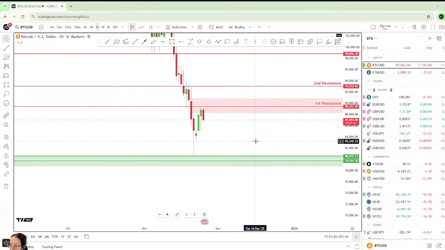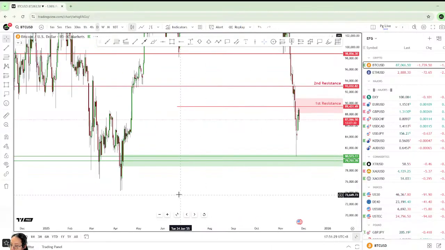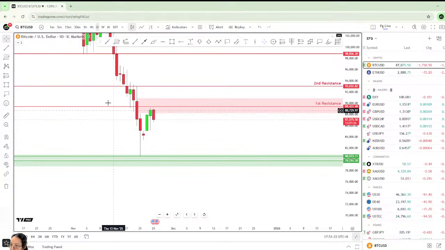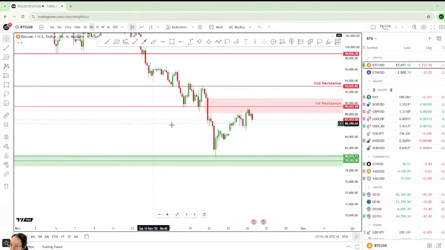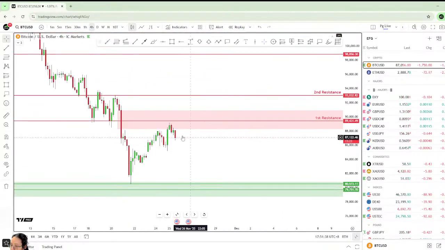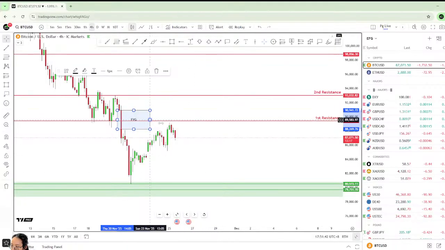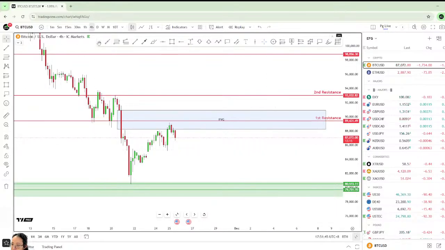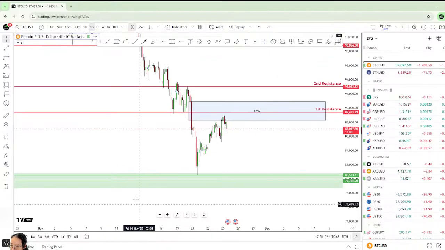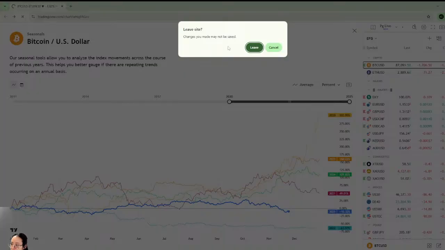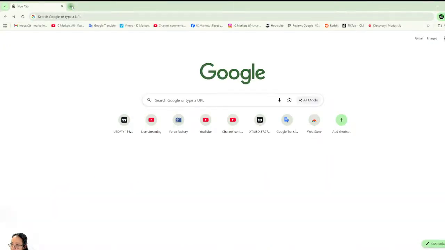BTC. Price was falling to a support level here, and now it's at the resistance plus the FVG here, the fair value gap. This level.